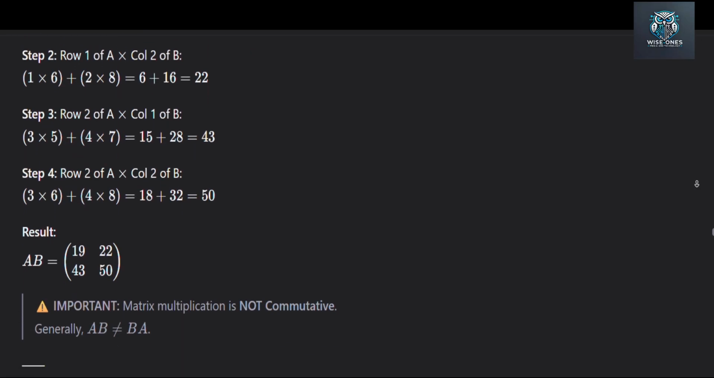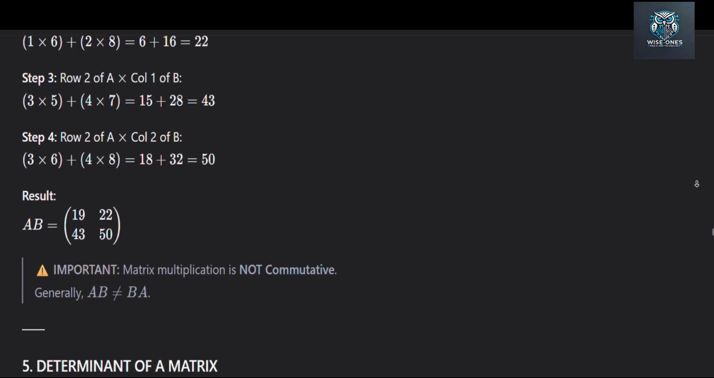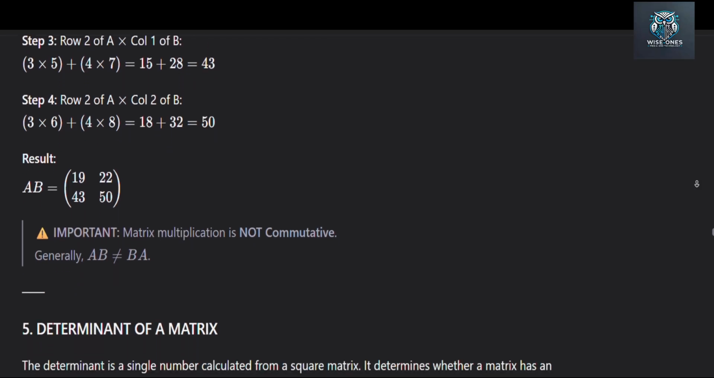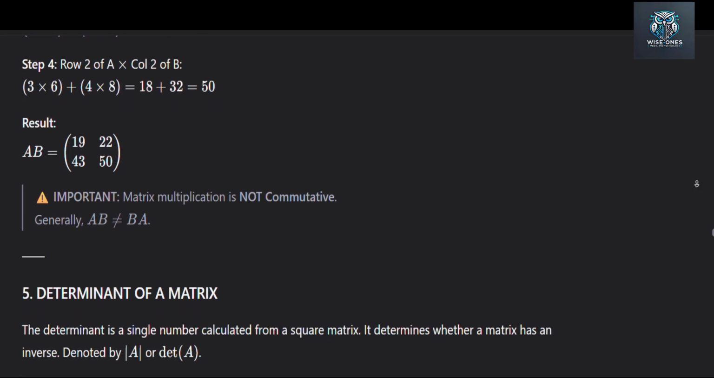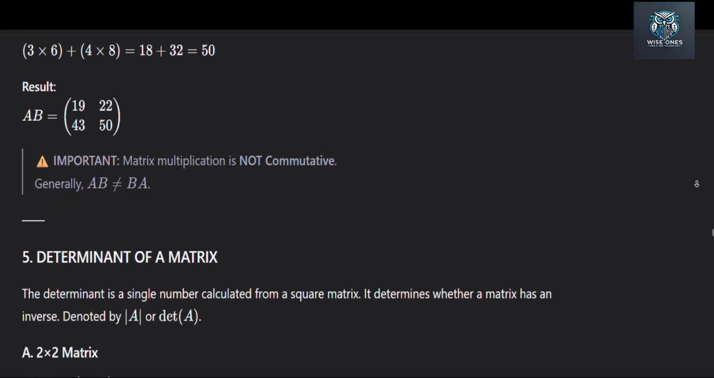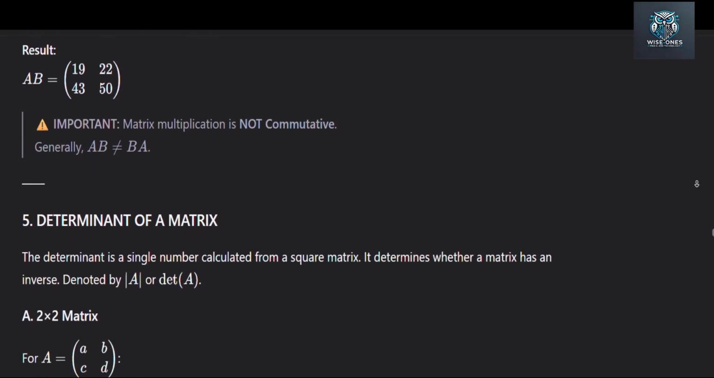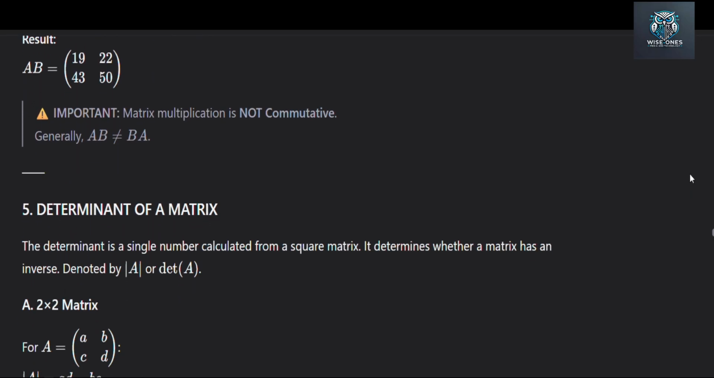Let us do it slowly. 8 plus 2 is 10. Carry the 1. 1 plus 3 is 4. Plus 3 is 7. Wait, 18 plus 32 is 50. Let me count on fingers. 18, 19, 20, 50. Yes, 50. This goes in the bottom right of our answer.